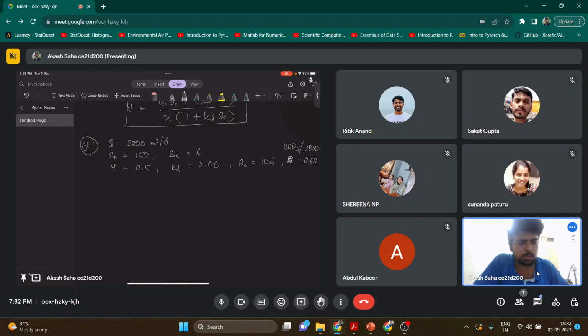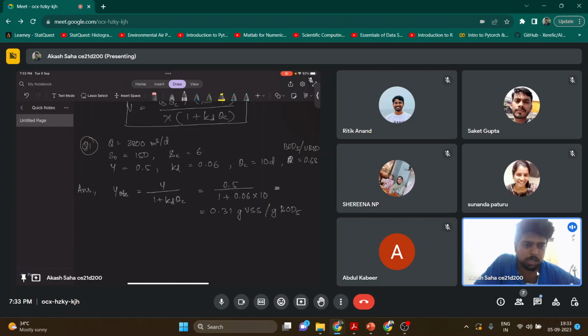Okay. So as I told you, we have to first find my observed yield. So my observed yield will be equal to Y divided by 1 plus KD theta C. This is my equation for my observed yield. So my observed yield will be 0.5 divided by 1 plus 0.06 into 10. So it will be equal to 0.31 gram VSS per gram of BOD5, right? So this is my observed yield.